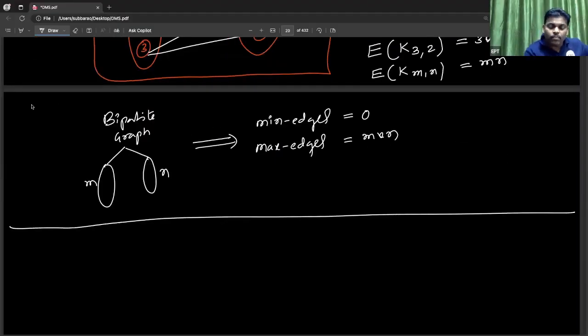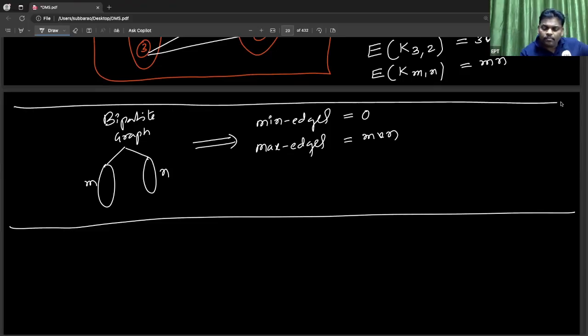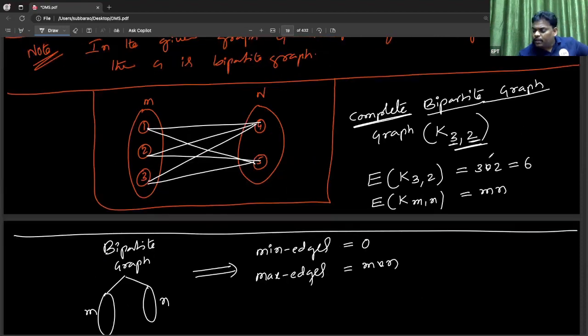This is the story for bipartite. This is the story for complete bipartite. In the complete case, listen, there is no separate maximum and minimum. In every case it is this one. Maximum is this only, minimum is also this one, because it is already complete. What is minimum? What is maximum?